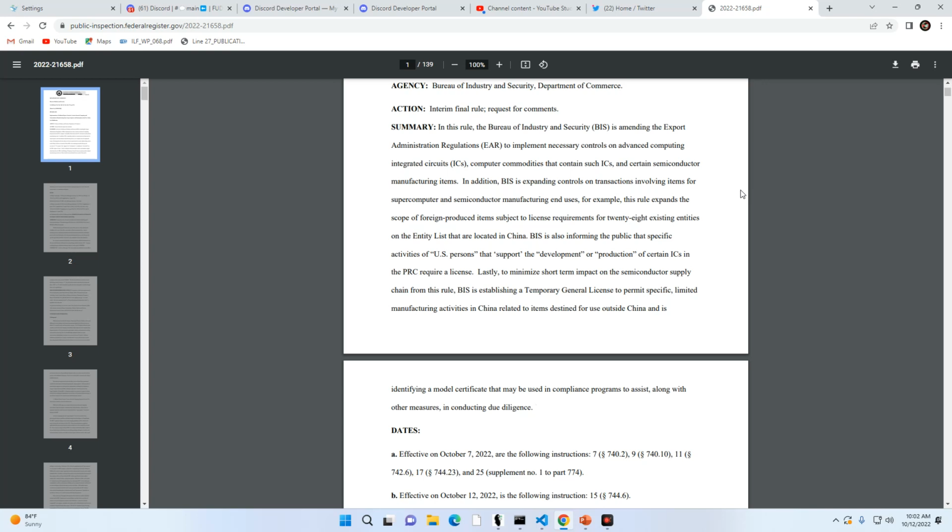For example, this rule expands the scope of foreign produced items subject to license requirements for 28 existing entities on the entity list that are located in China. BIS is also informing the public that specific activities of U.S. persons that support the development or production of certain ICs in China, or the PRC, require a license.